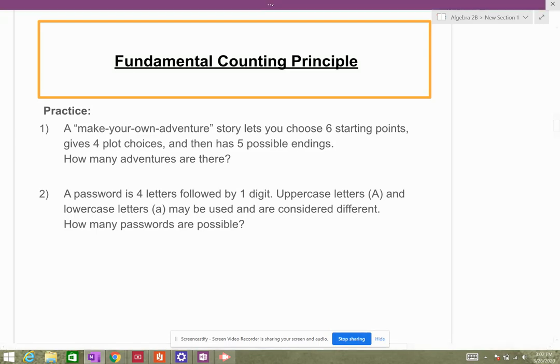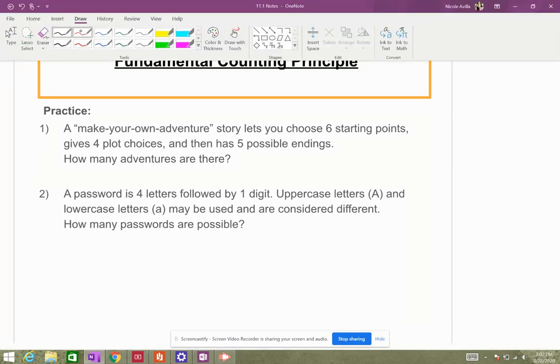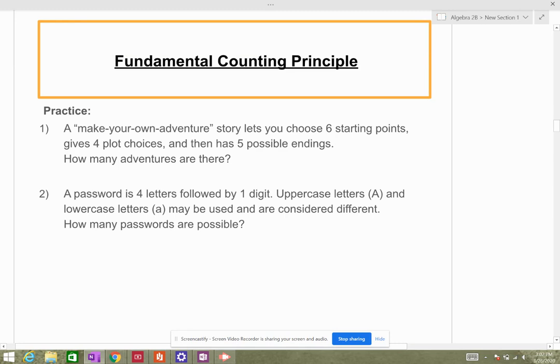All right. So for this one, I'm going to switch up my color. Number 1 says, make your own adventure story lets you choose 6 starting points, gives 4 plot choices, and then 5 possible endings. How many adventures are there? Being that there's 6 starting, 4 plot, and 5 possible endings, I can simply go 6 times 4 times 5, and that's going to get me a total of 120 adventures.